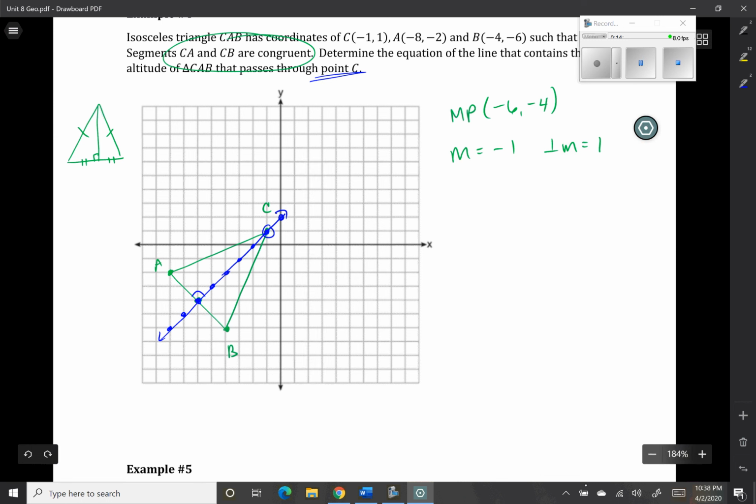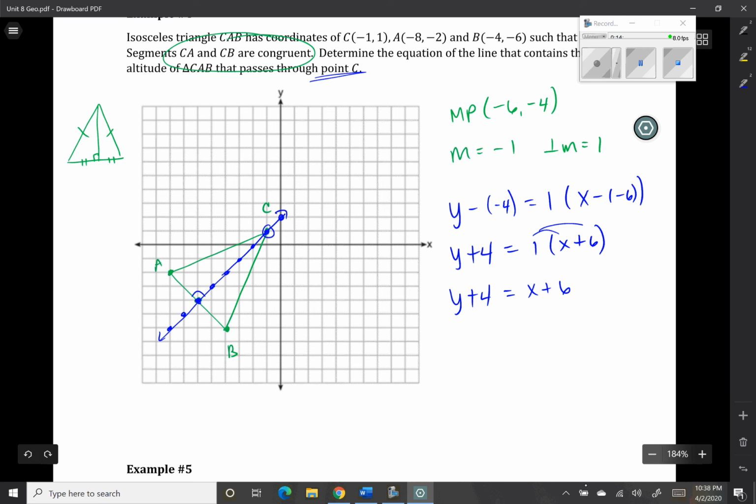So now I just want to write an equation of a line. So I have a point, I have a slope, so I can say y minus negative 4 is equal to 1 times x minus negative 6. Clean up those double negatives by making them pluses. And we can solve from there. All right, I'm just going to go through this quickly because we've done this so many times now over the last few lessons. It's just algebra. Distribute, subtract, and we get our answer, y equals x plus 2.